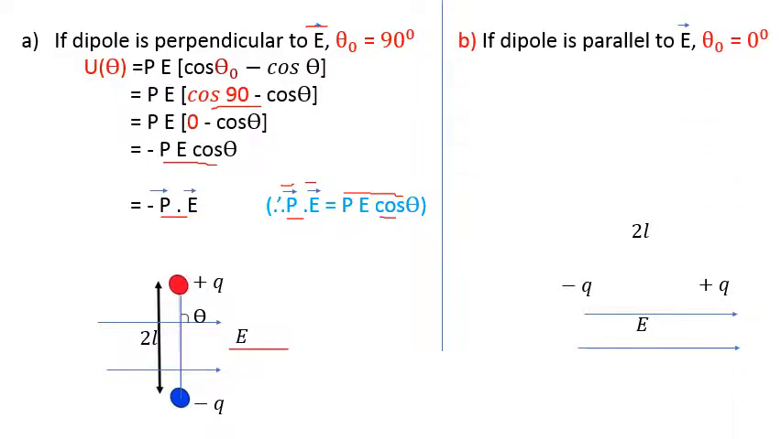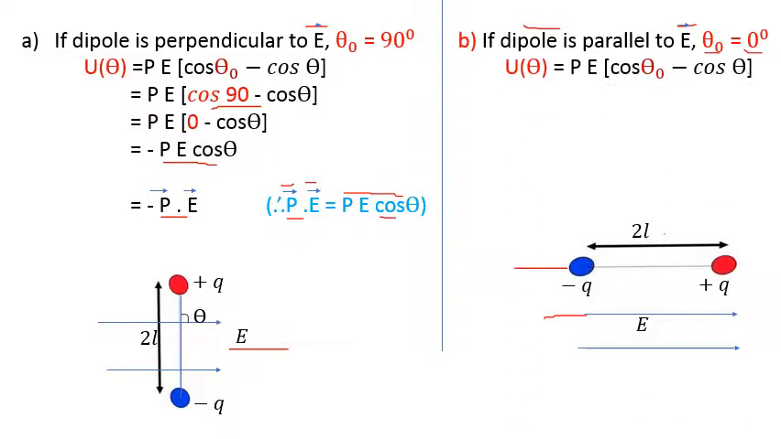Second case, when the axis of dipole is parallel to the direction of E. This is that case. This is the axis of dipole and this is the direction of E. Both are parallel to one another. So what about this theta 0? This theta 0 is 0. Once again in the formula, substitute this theta 0 as 0. And we know cos 0 is 1. So this is our required equation.